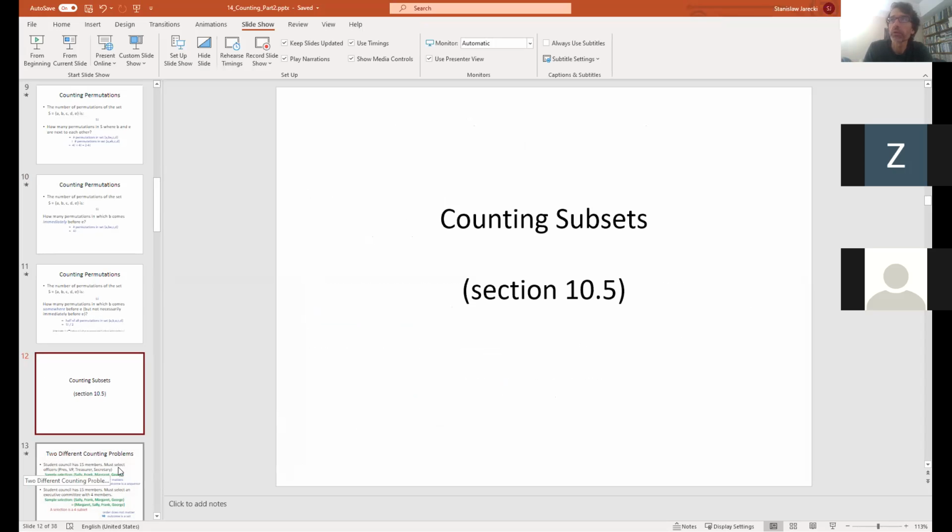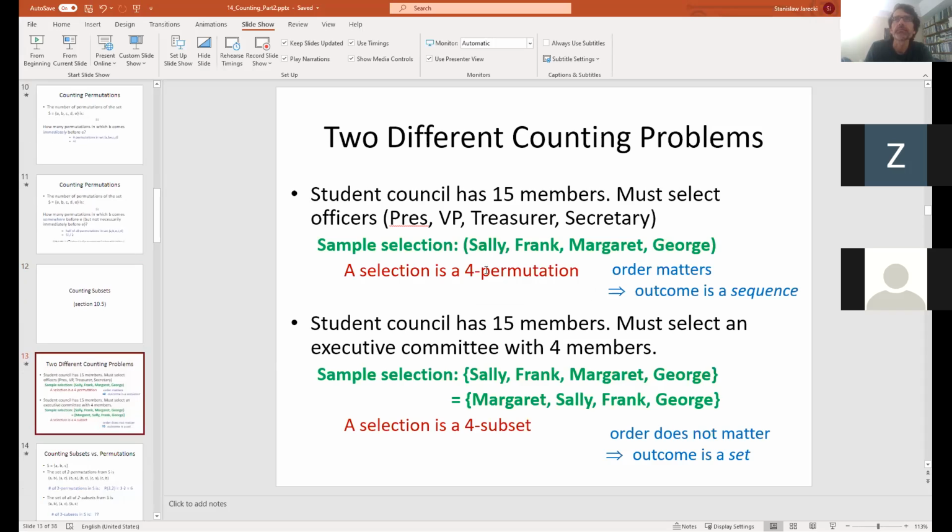Now let's move on and count subsets, unordered structures. So let's say we have 2 counting problems. A student council has 15 students, and you must select a committee that contains president, VP, treasurer, and secretary. So you're taking 4 out of 15 and giving them special functions. The first is going to be president, the second VP, the third treasurer, the fourth secretary. This is a 4-permutation because the order matters in the sequence. You take 4 and you order them.